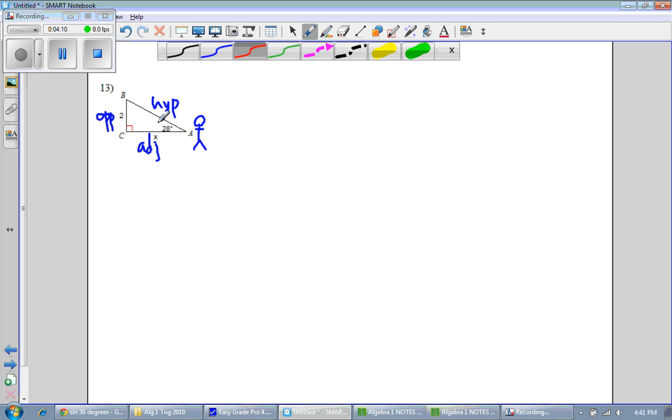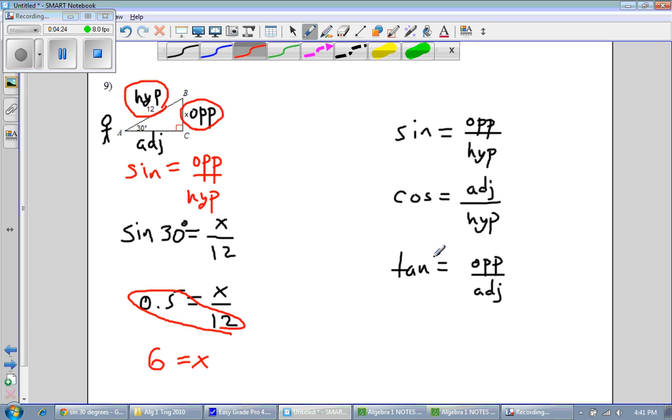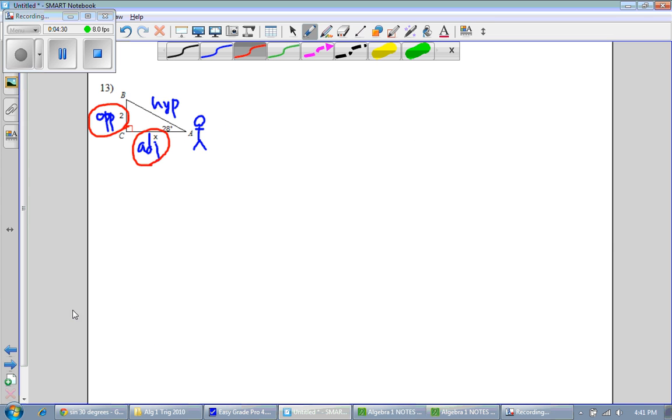So we look and we think to ourselves, what do we know? 2, that's the opposite. What do I want to know? X, that's adjacent. We think back to our trig functions. Hopefully they're still right where you can find them. Which of these three goes with opposite and adjacent? It's tangent. So we go back over here and write our little definition. Tangent is equal to opposite over adjacent.